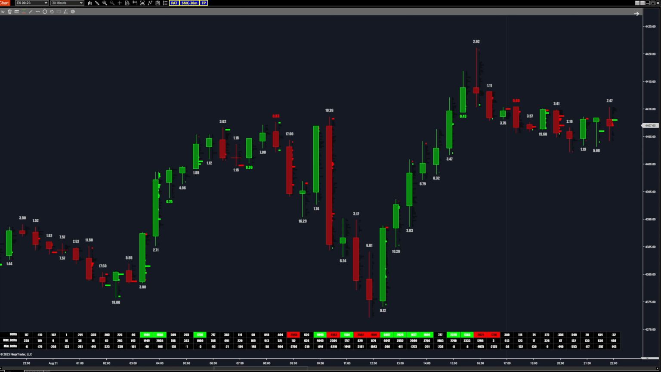Today we will discuss the 5 most important features to know and utilize on a footprint chart.